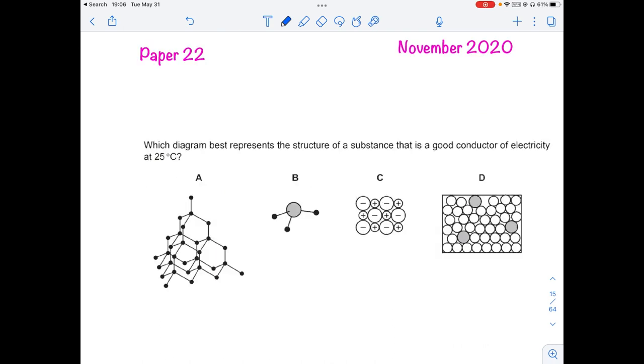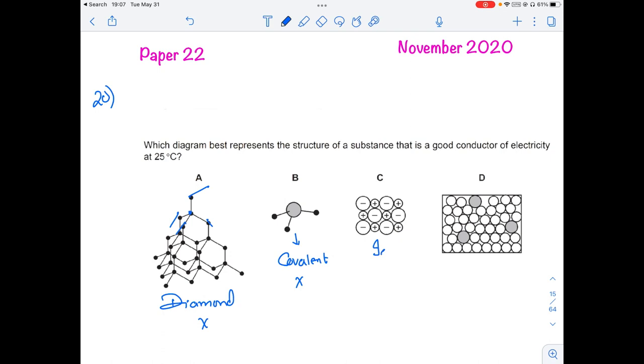Coming to the next question, question number 20, he's asking which diagram best represents the structure of a substance that is a good conductor of electricity. The first one is going to be diamond. We know that diamond is not a good conductor of electricity because we can see that one carbon is associated with four other carbons. It's a tightly packed giant molecule, so it is not a good conductor of electricity. Next one is a covalent compound. A covalent compound cannot be a good conductor of electricity.